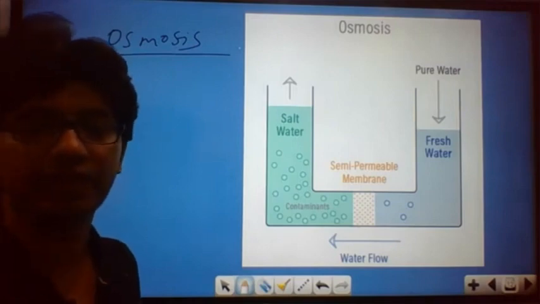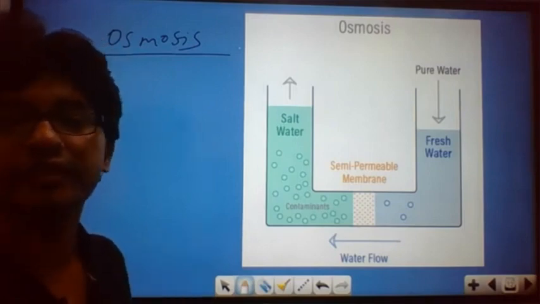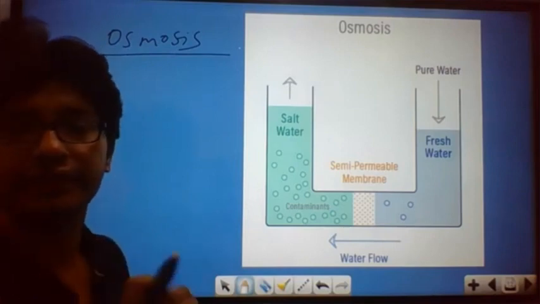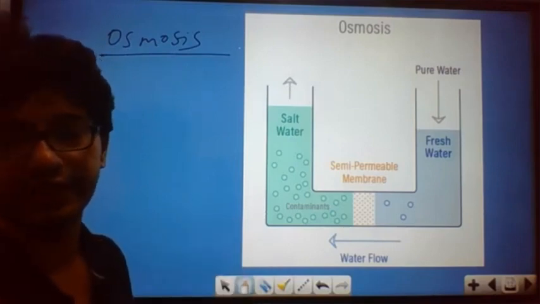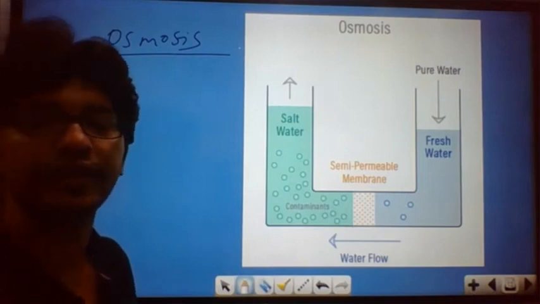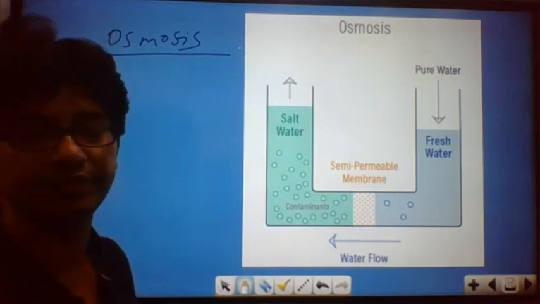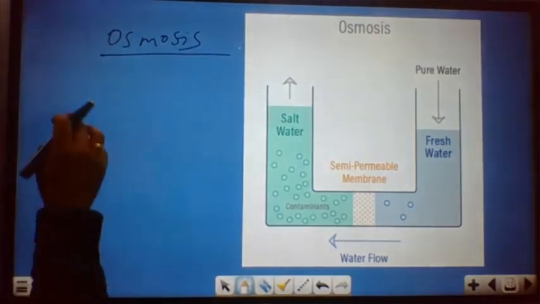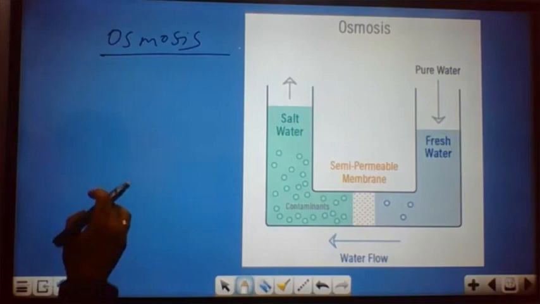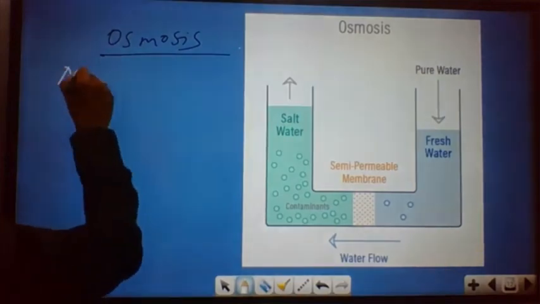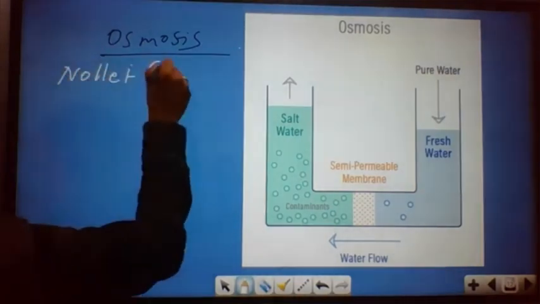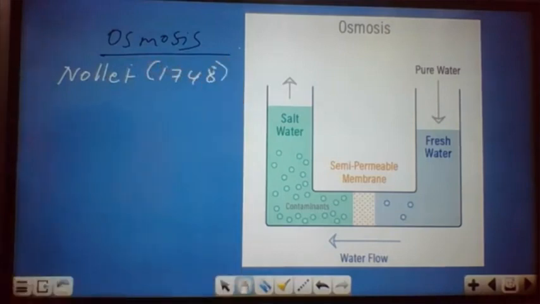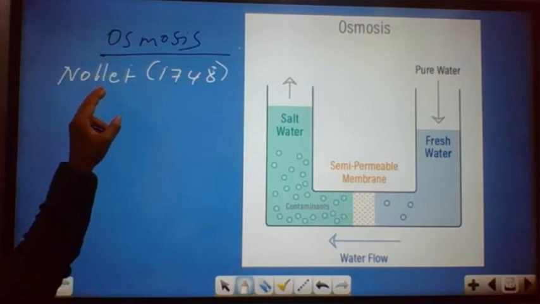That is the reason we take the historical perspective, the scientist and the year of invention, and give importance to this area. As far as transport in plants is concerned, you get 3 to 4 questions from this particular chapter. Coming to osmosis, who first proposed osmosis? It was proposed by Nollet in the year 1748.